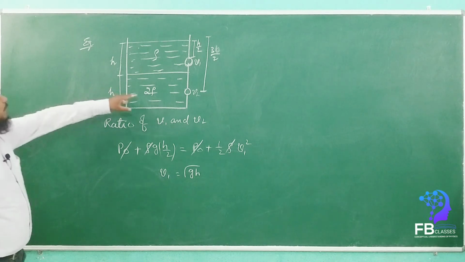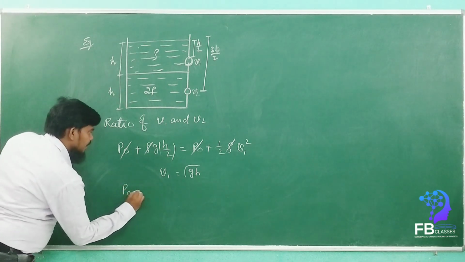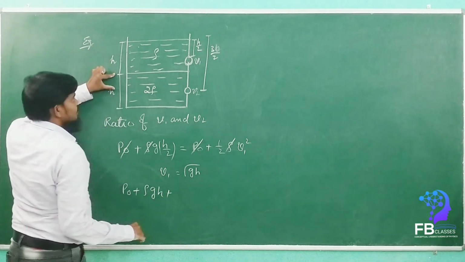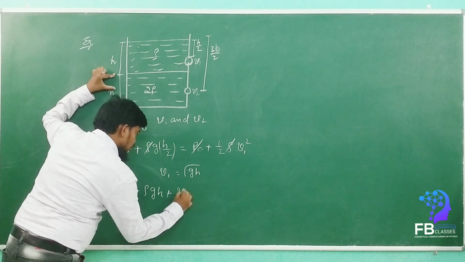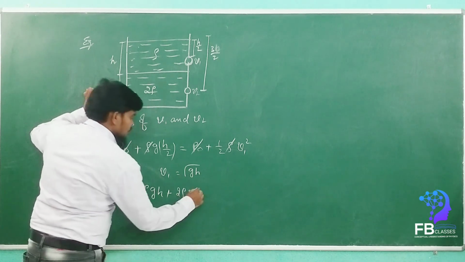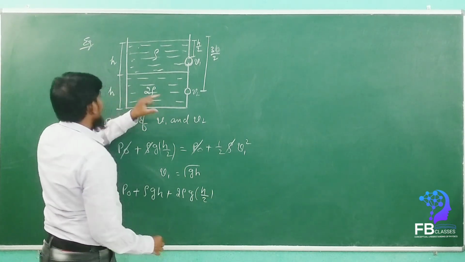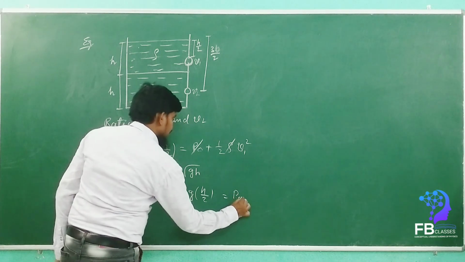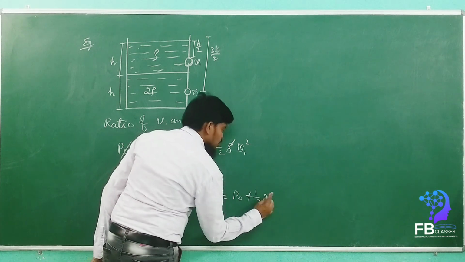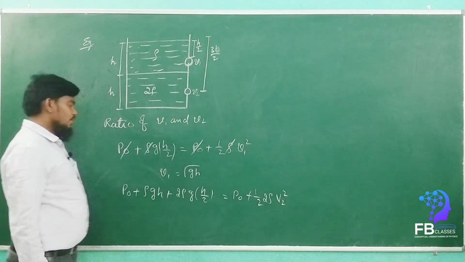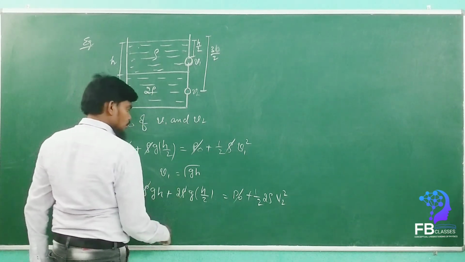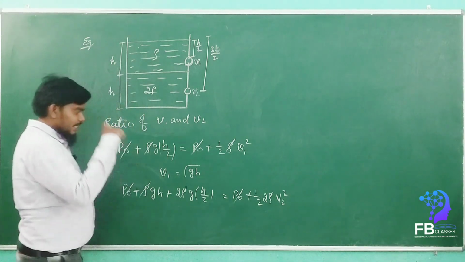Got it? For the second hole, see here, P naught plus rho g h plus 2 rho g h by 2 is equal to P naught plus half, and the liquid that comes out is the 2 rho liquid, so 2 rho v2 square. Got it? So P naught gets cancelled, then rho gets cancelled from all sides.